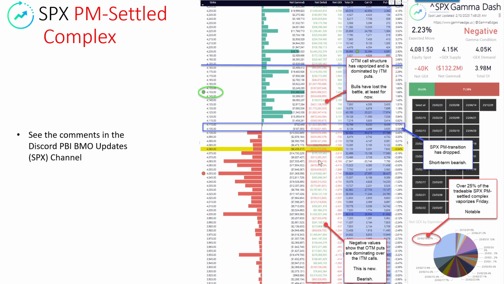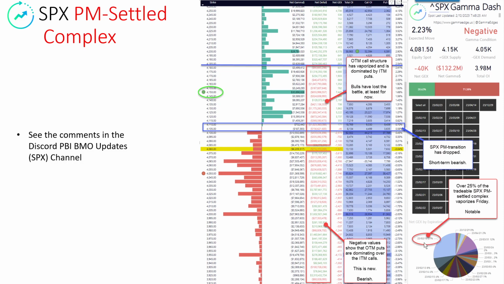We'll see what happens. Below us, where we have the in-the-money calls, you can start seeing in the PM complex where the puts are starting to dominate. These are speculative OTM puts, and when you're out of the money, they're starting to really dominate what's in the money in terms of the call structure. So this is a little worrisome for the bulls. It's emboldening the bears, and we want to certainly pay attention to this.